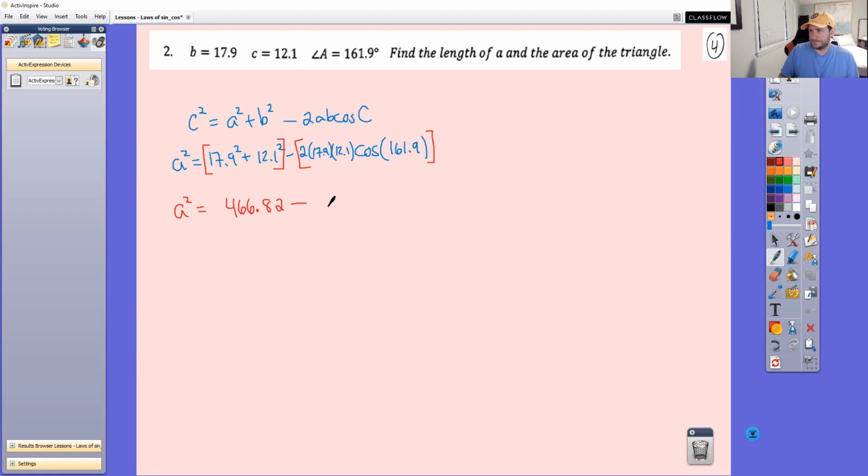negative 411.744. Now I'm going to write 744, but it's really 7444046, and it goes on and on and on forever, right? So maybe I'll put like a dot, dot, dot, indicating that I'm going to use that whole decimal.